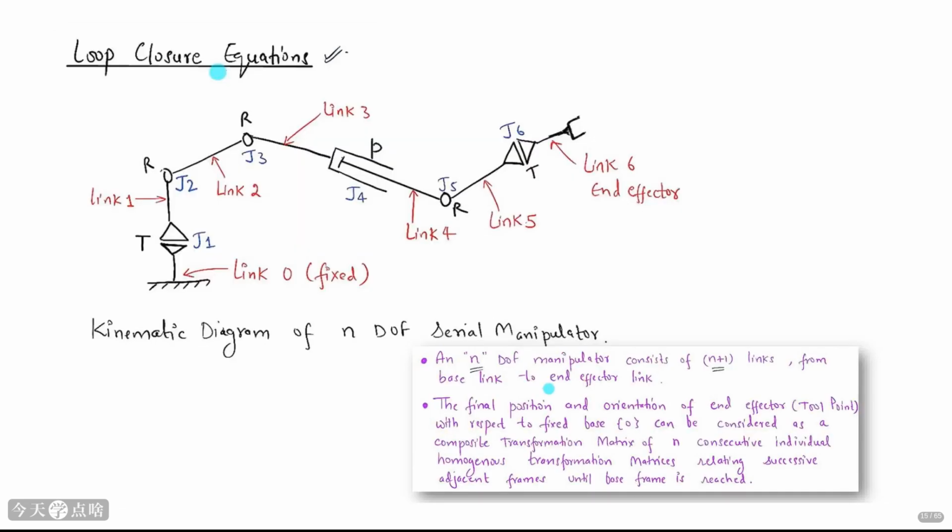Let's visualize this with a simple 2DOF manipulator. It has 2 links, link 1 and link 2, connected by 2 joints, J1 and J2. The base is link 0 and the end effector is attached to link 2. The kinematic diagram shows the structure. According to the DH convention, we assign a frame to each link.